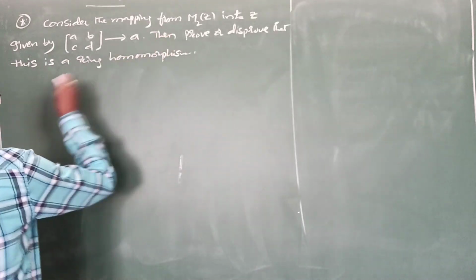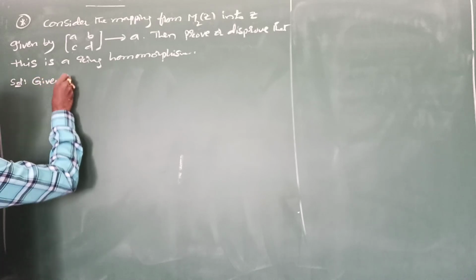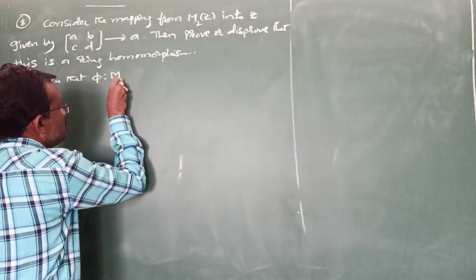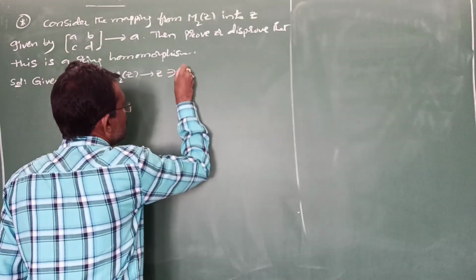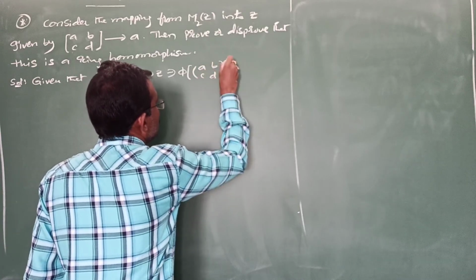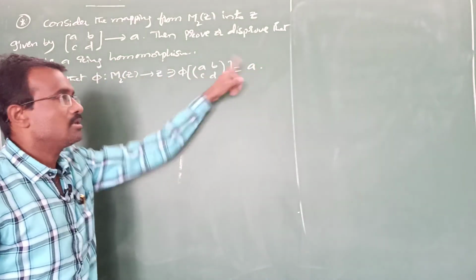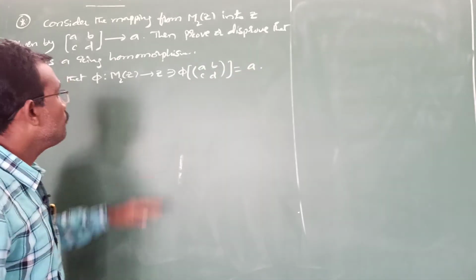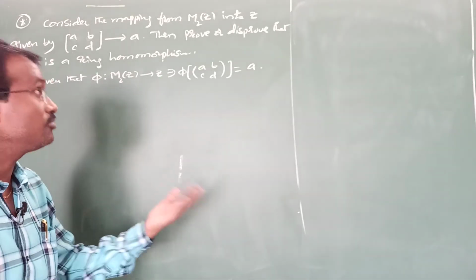First I want to define the given relations in our way. I mean, in the statement they are giving that phi is a mapping from M2 of Z to Z such that its definition is: phi of this matrix a, b, c, d is equal to the integer a, the first element a. Concentrate on that. The matrix a, b, c, d should map to the first element a, right? Now we have to show this phi is a homomorphism, especially a ring homomorphism or not. You have to verify it.